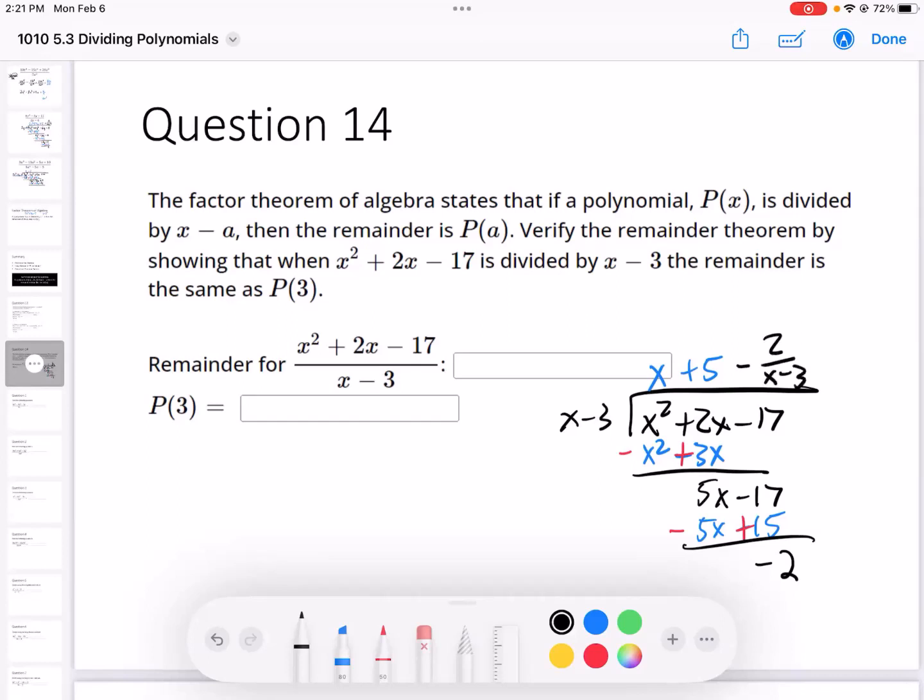However, that wasn't what this question asked for. They just asked me for what the remainder is. And so in that case, the remainder is just negative 2. So that's the number I would put in that box.